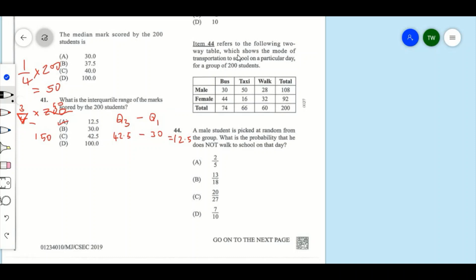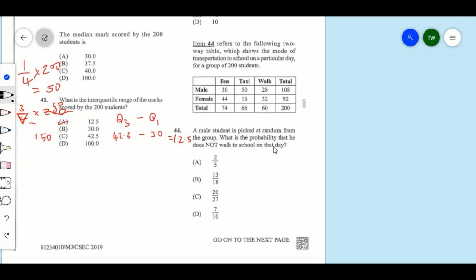Item 44 refers to the following two-way table, which shows the mode of transportation to school on a particular day for a group of 200 students. And here we have bus, taxi, walk, total, and we have male, female, and total here. Now 44. A male student is picked at random from the group. What is the probability that he does not walk to school on that day?